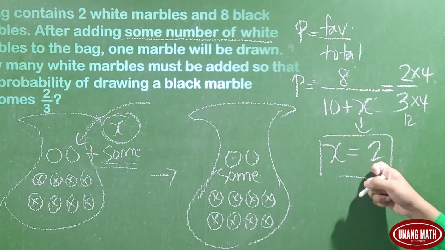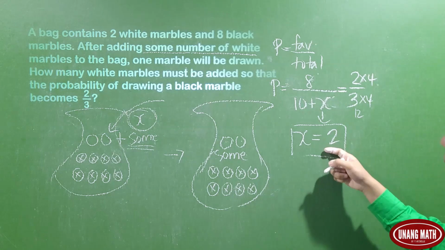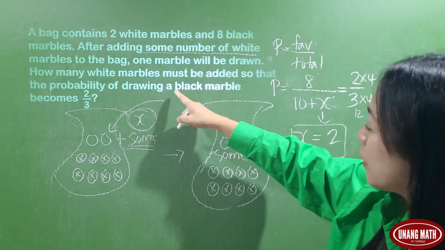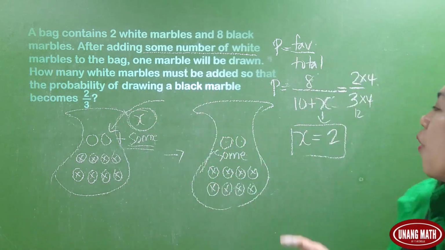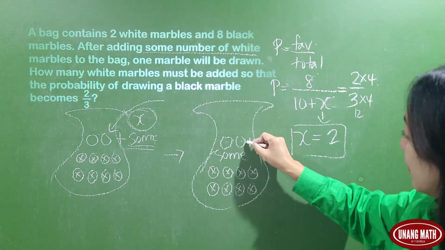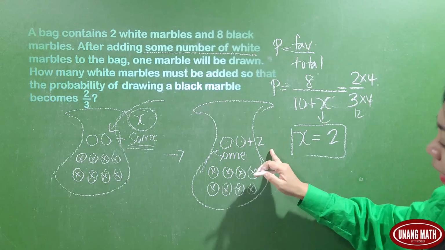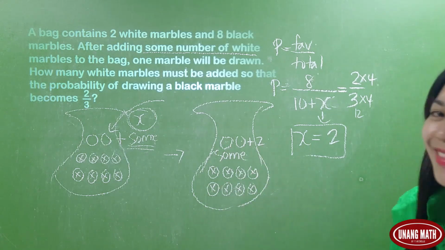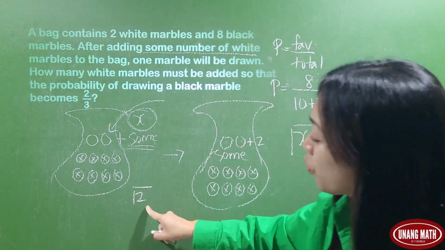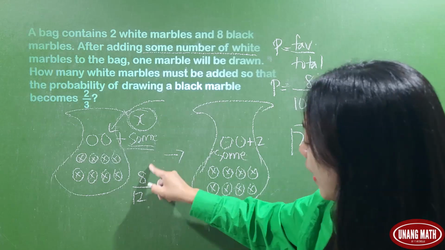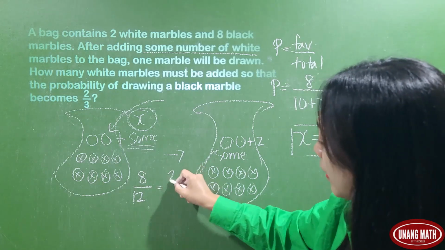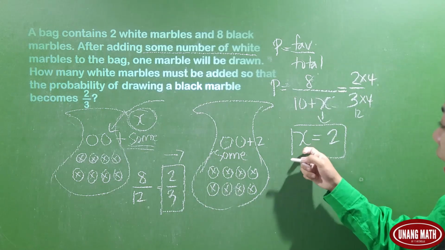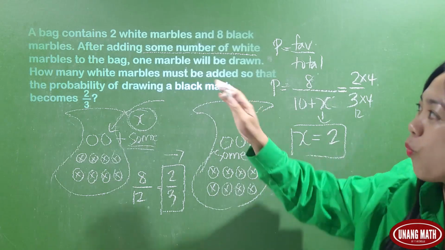And this X is the number of white marbles being added to this bag so that the probability of drawing a black marble becomes 2 over 3. So this is plus 2. And if we are going to check, the white marbles now here is 4. 4 plus 8 is 12. So we have here 12 and we have 8 black marbles. 8 over 12, or if we simplify, this is now equal to 2 over 3. So our answer is correct. So we have to add 2 more white marbles.